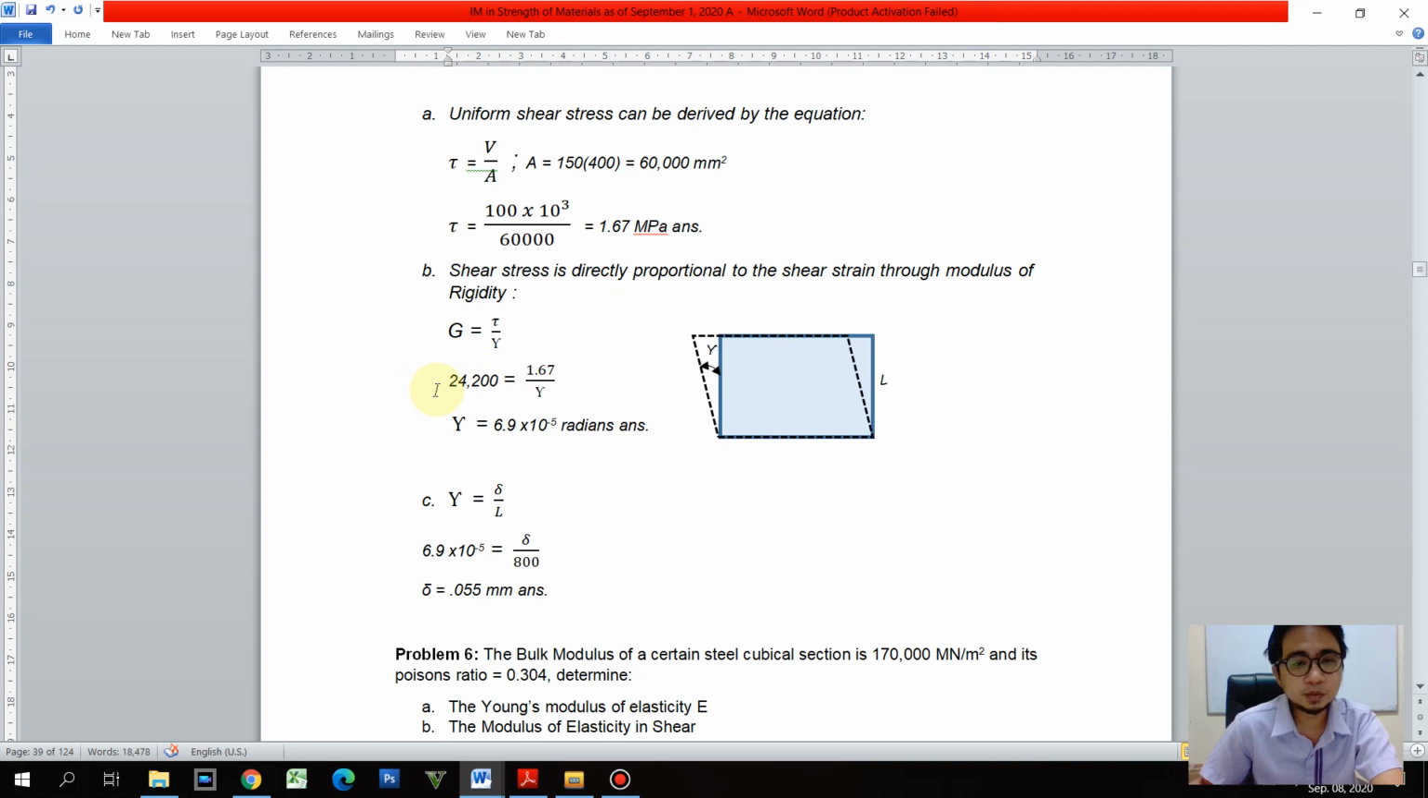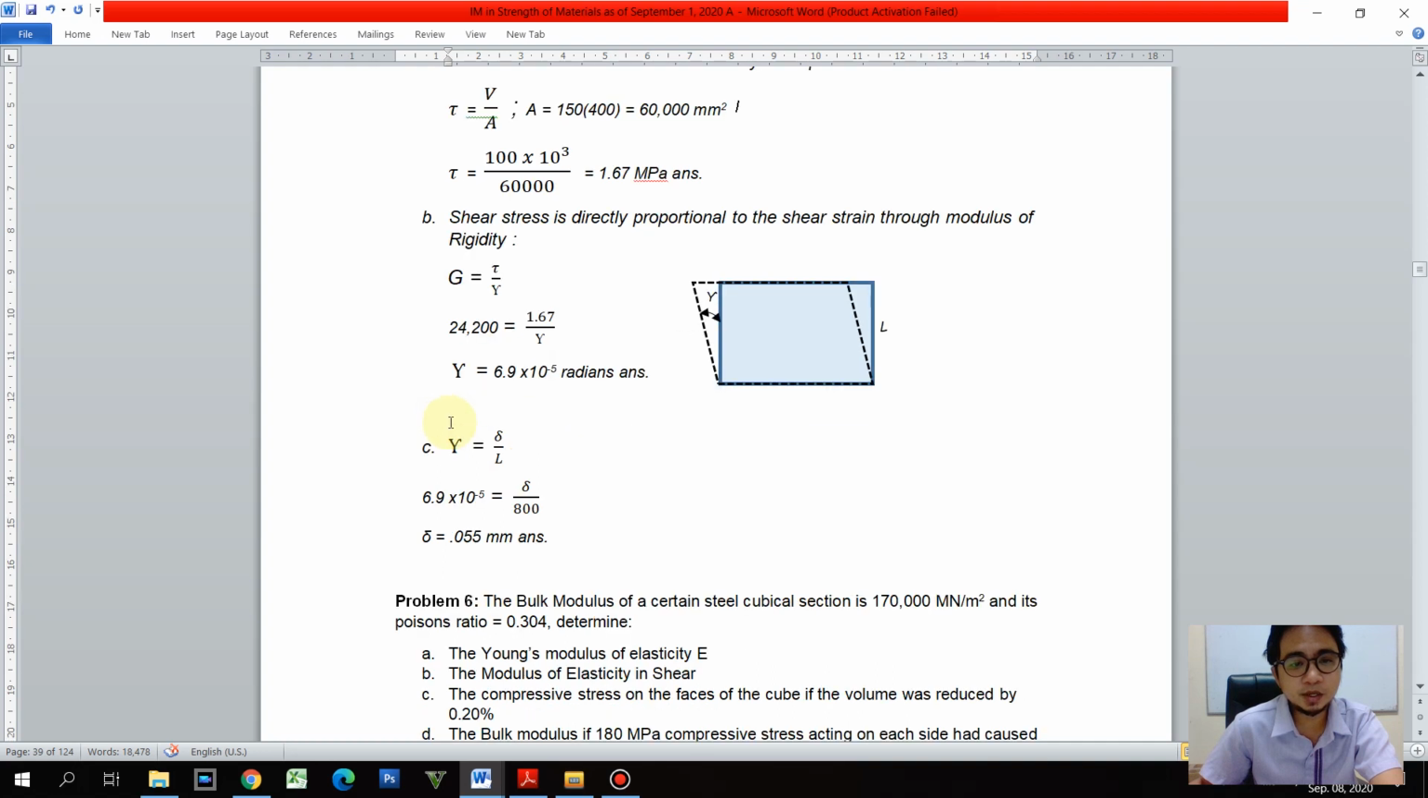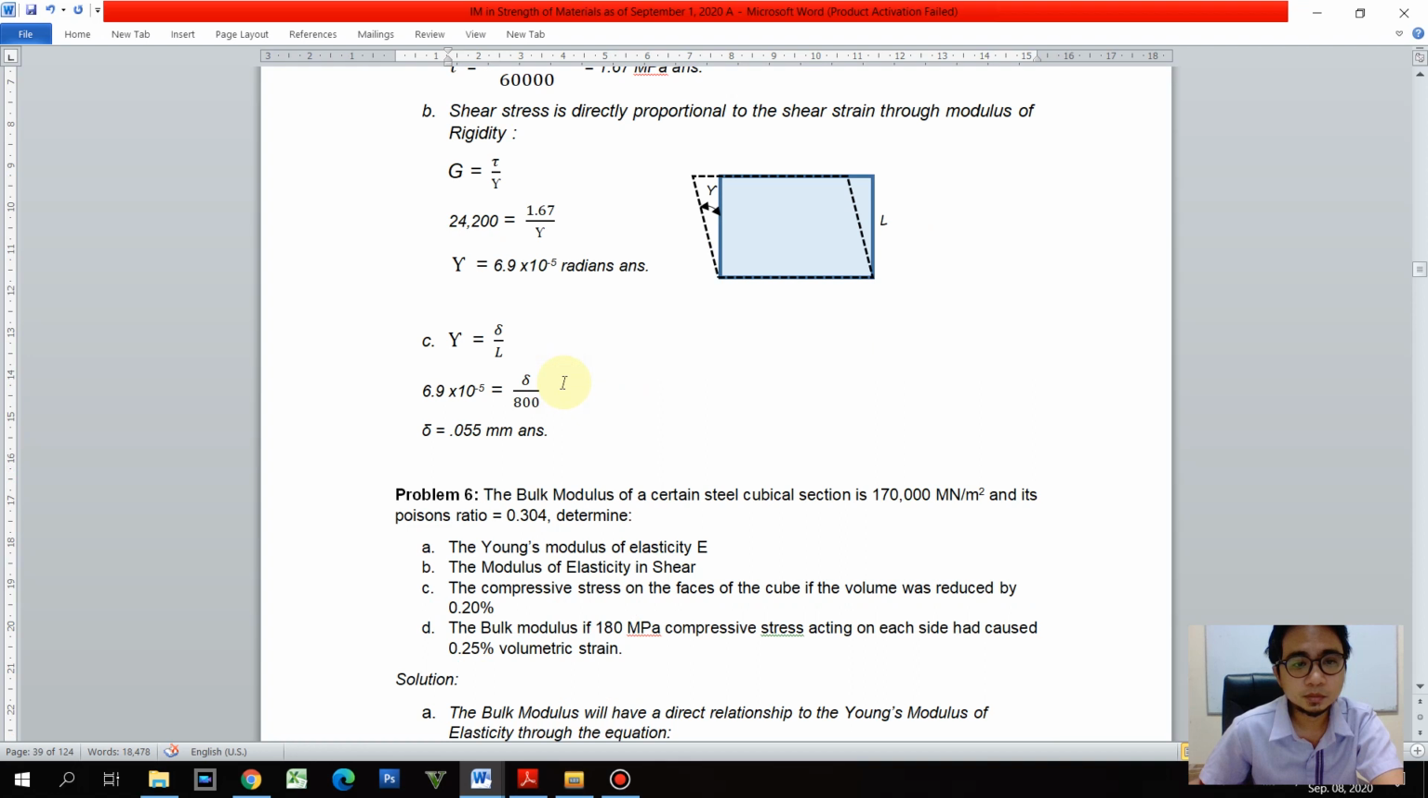We have 24,200 is equal to, then we have the shear strain here, 6.9 times 10 raised to negative 5. So the answer here is, again, this is an angle, okay? It involves rotation. So therefore, this is a radians unit. Then finally, the shear deformation is, by substitution, we have to cross multiply that one. Then we'll be having here a delta equivalent to 0.055 millimeter.